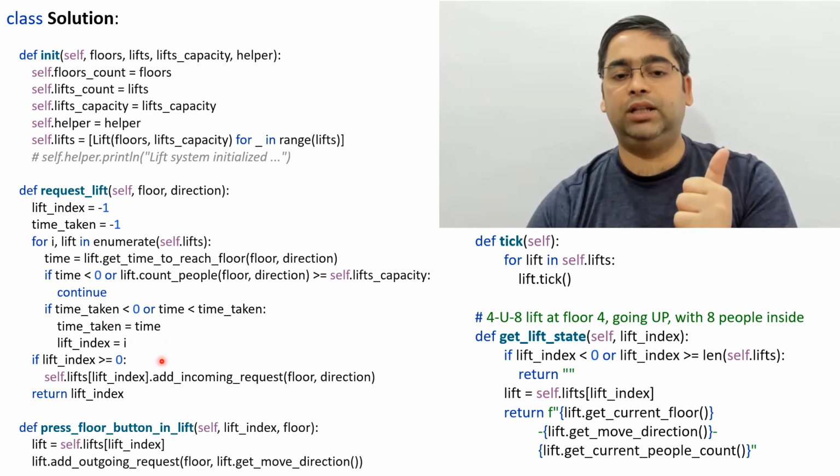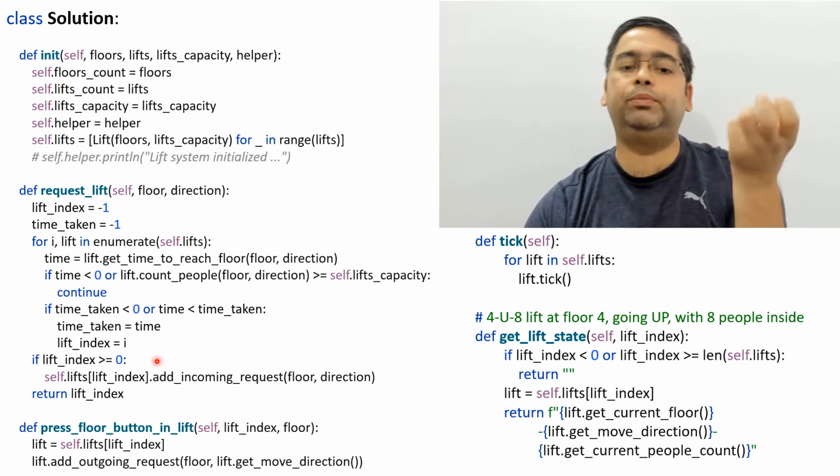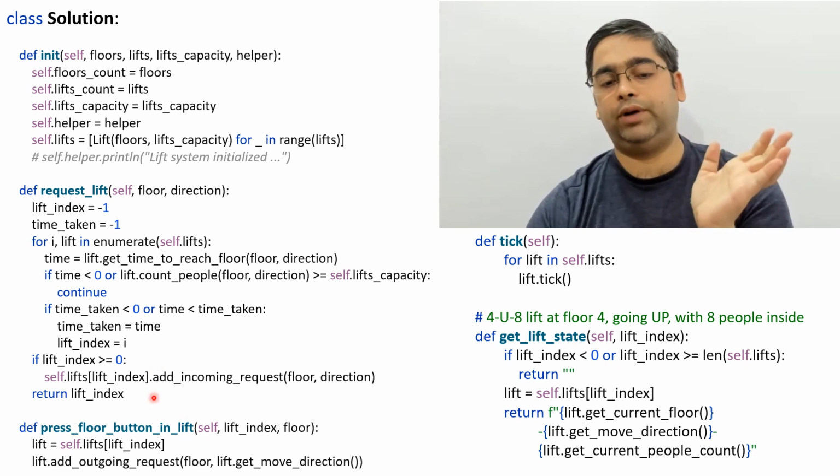If the time is less, then it picks. So basically if the time is less, it simply picks. And finally it returns the optimum lift index.